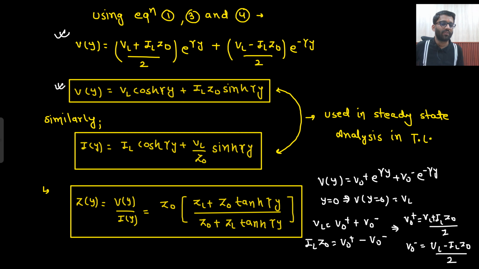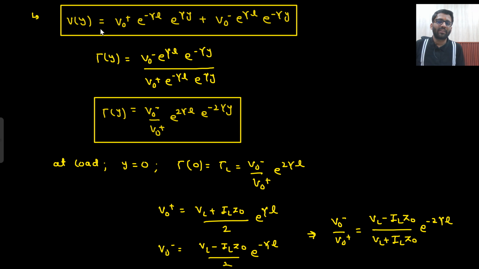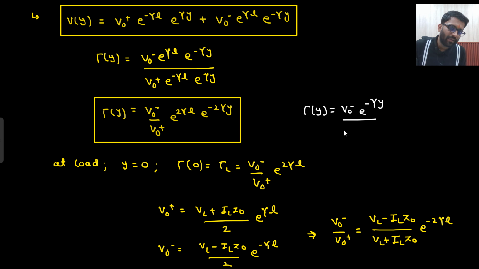Now let's talk about the reflection coefficient. So what would be the reflection coefficient? If this is my Vy equation, then this is your reflected wave and this is your incident wave, so just a ratio of both of them. Now your gamma y is coming as V0 minus divided by V0 plus e to the power minus 2 gamma y. In our case, what was our gamma y? In our case, our gamma y was V0 minus e to the power minus gamma y divided by V0 plus e to the power gamma y.